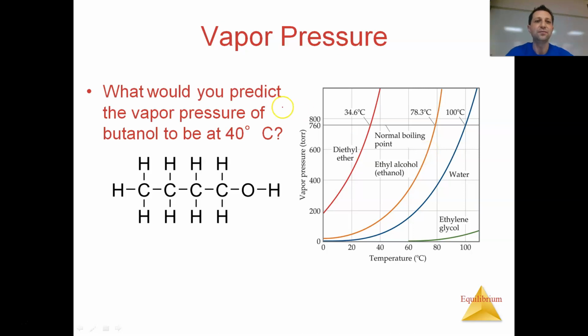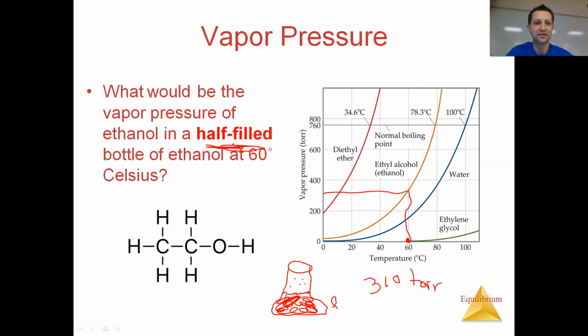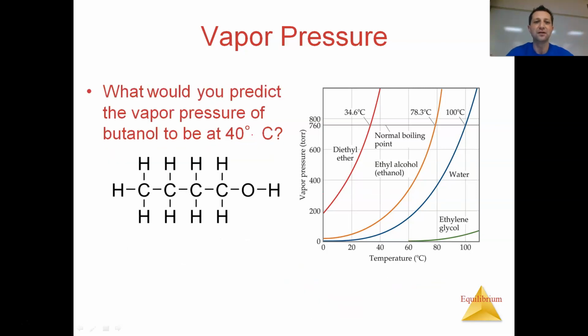So here's butanol. What would you predict the vapor pressure of butanol to be at 40 Celsius? So this was ethanol at 60, and here we have butanol at 40. Butanol is not on here, but compared to ethanol, ethanol had 2 carbons and then an OH. So let's look at ethanol at 40 Celsius. 40 Celsius up to ethanol and over. So for 40 Celsius, ethanol, a saturated solution, would be what?